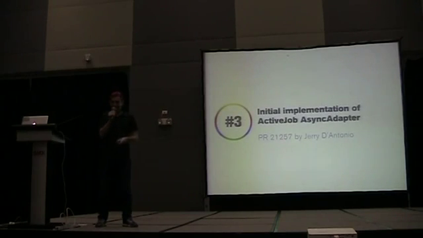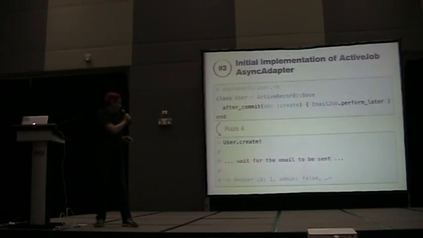Oops. Top 3. I need like a drum roll here. Okay. Initial implementation of active job async adapter. Okay, so let's see what this means. Imagine that you have a user, and whenever you create a user, you want to send an email to the user, like welcome to RubyConf.